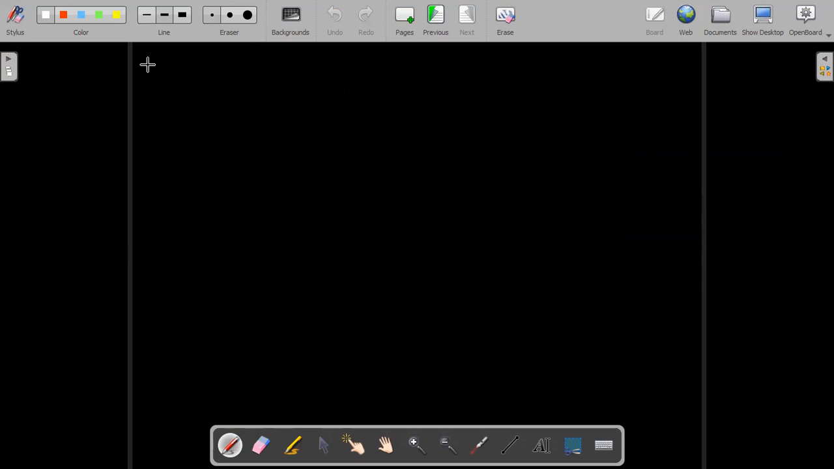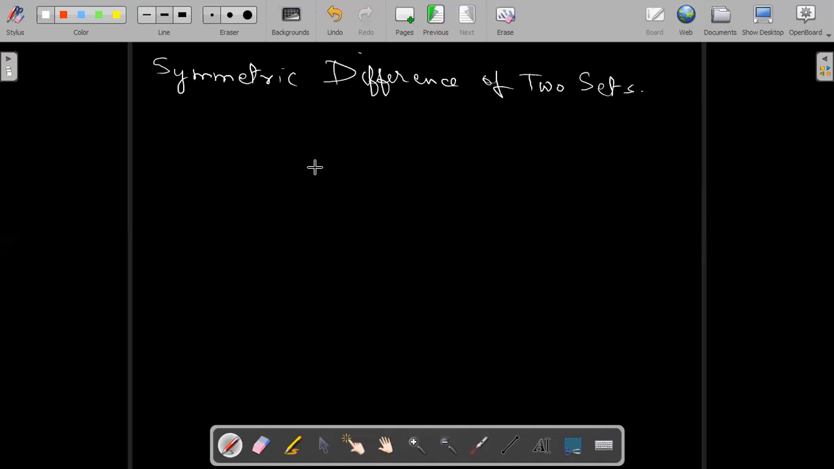Now one more thing related to the difference, which is very important, and generally a 1 mark question is going to be asked on it every time: the symmetric difference of two sets. So you have seen A union B, union you have seen, difference you have seen. This is the combination of difference and union.